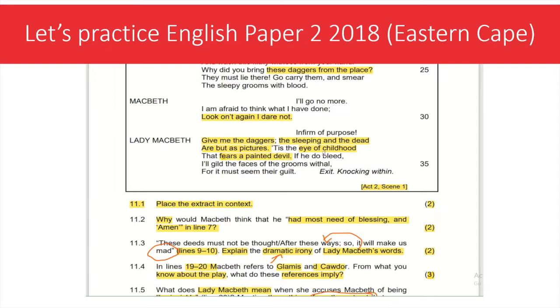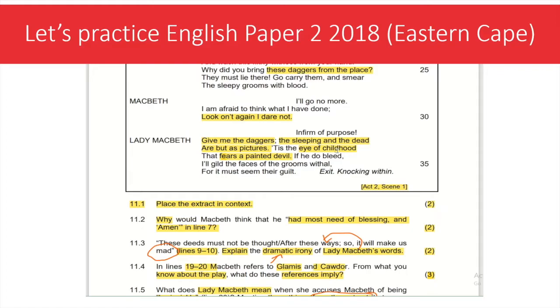Okay? If he do bleed, I'll gild the faces of the grooms withal. So if King Duncan is still bleeding, I'm going to wipe the blood on the guards' faces so that it seems like they are guilty. So her attitude towards Macbeth is definitely frustration. If we look at it in context of the entire play, she was incredibly frustrated that he didn't even think of killing Duncan in the first place. She's the one who wanted this to happen so that Macbeth can become king, she can become queen.